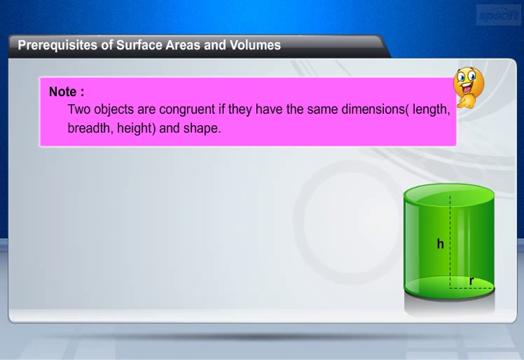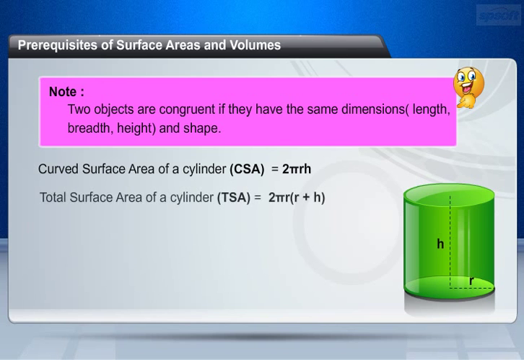Let us see some of the formulas related to cylinder. The curved surface area of a cylinder, CSA, is equal to 2 pi r h. Total surface area of a cylinder, TSA, is equal to 2 pi r into r plus h. Volume of a cylinder is equal to pi r square h.